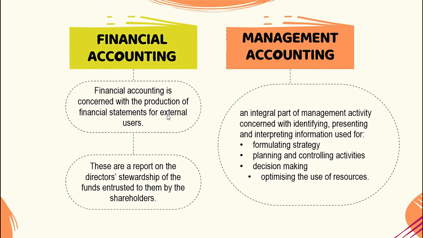There are two types of accounting, which are financial accounting and management accounting. Financial accounting is concerned with the production of financial statements for external users. These are a report on the directors' stewardship of the funds entrusted to them by the shareholders. Management accounting is an integral part of management activity concerned with identifying, presenting, and interpreting information used for formulating strategy, planning and controlling activities, decision-making, and optimizing the use of resources.